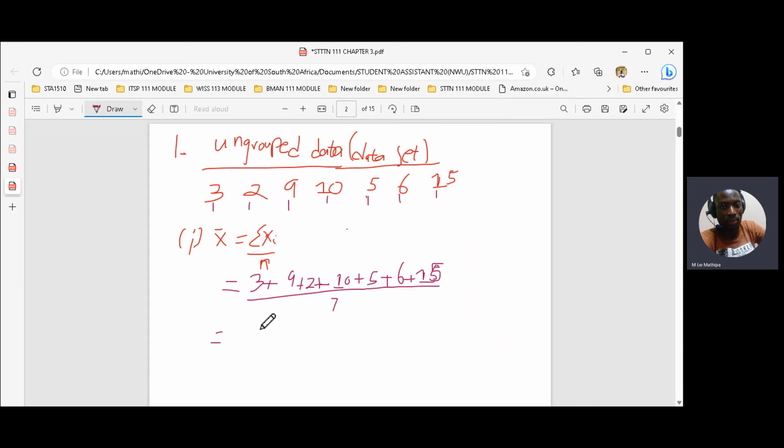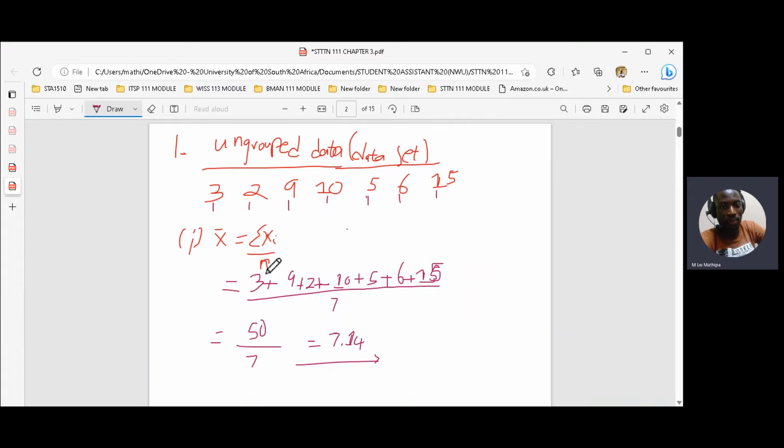We have 3 plus 9 plus 2 plus 10 plus 5 plus 6 plus 15, which will give you 50. Then 50 divided by 7 gives 7.14. If they say round off your final answer to 2 decimal places, then we get 7.14. That's your value of the mean. That's the first method that we can use.